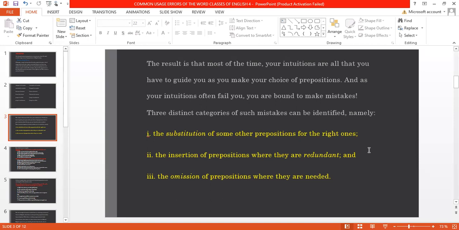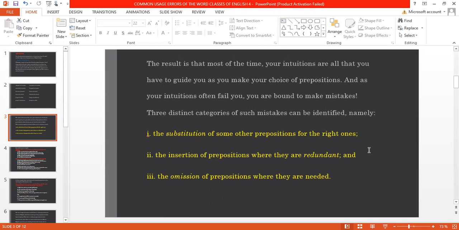So these three mistakes have been identified, and you as a student need to identify this and know that, yes, these are the errors I've been committing. These are the mistakes I've been making in my speaking and writing of standard English. The substitution of some other prepositions for the right ones. Number two, the insertion of prepositions where they are redundant.